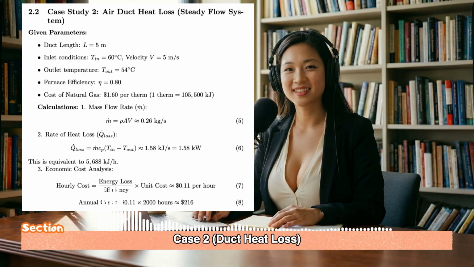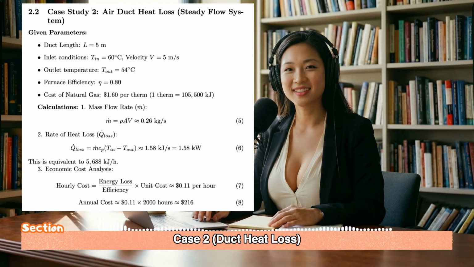We find the mass flow rate, m dot, is approximately 0.26 kilograms of air passing through that duct every single second. That's a significant amount of air movement. So once we have the mass flow rate, we calculate the rate of heat loss, Q dot loss, using the enthalpy change for the flowing fluid. And since the temperature dropped by 6 degrees Celsius, the heat loss rate works out to about 1.58 kilojoules per second. Again, translating to more user-friendly terms, that's 1.58 kilowatts.